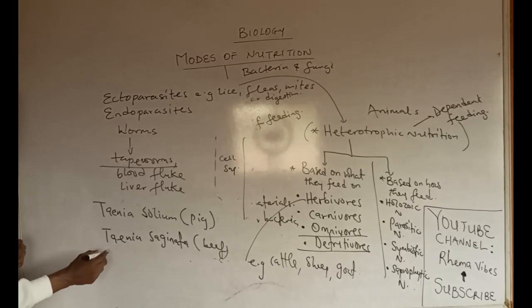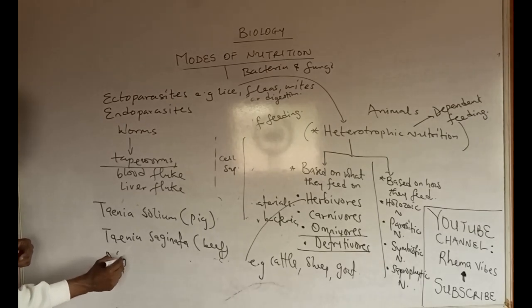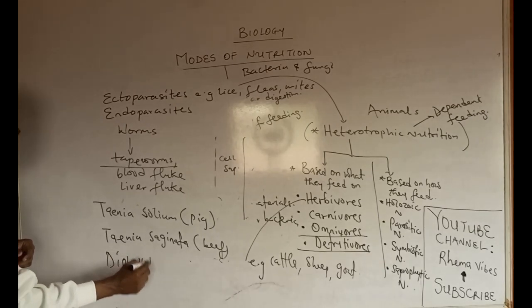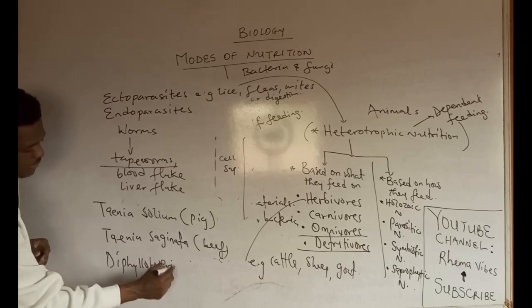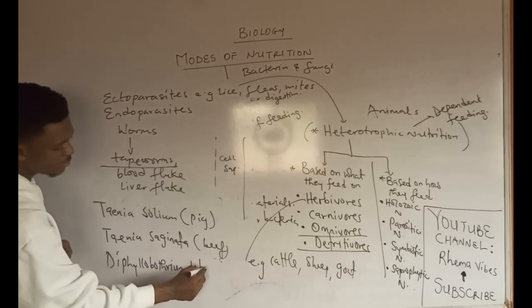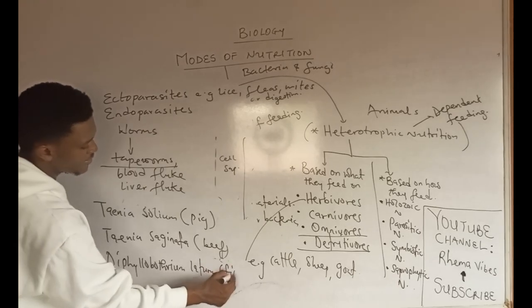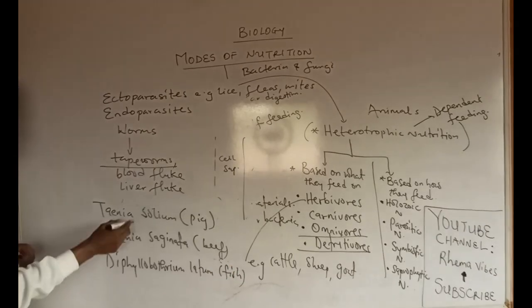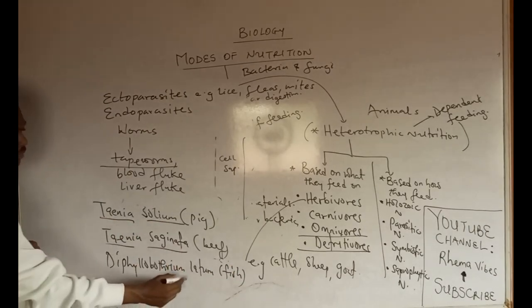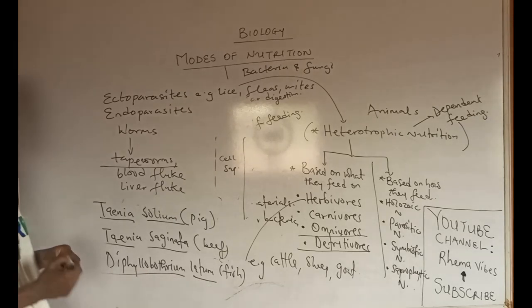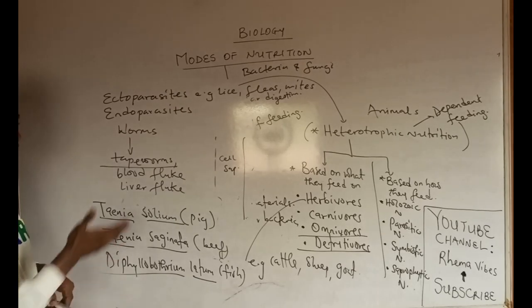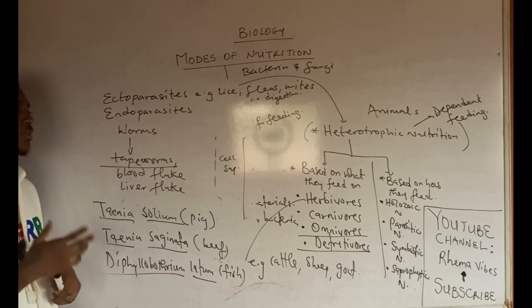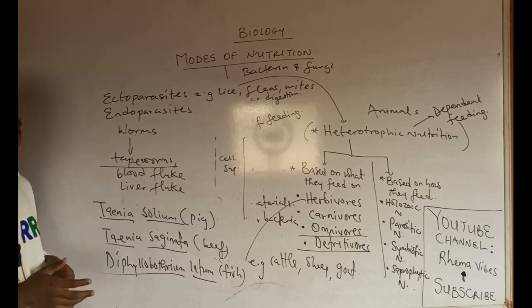And then we also have Diphyllobothrium latum. This one is the species that is commonly found in fishes. So all these are species of tapeworm that are also endoparasites. I told you that these are the classical examples of endoparasites.